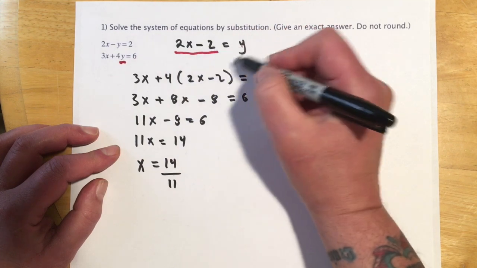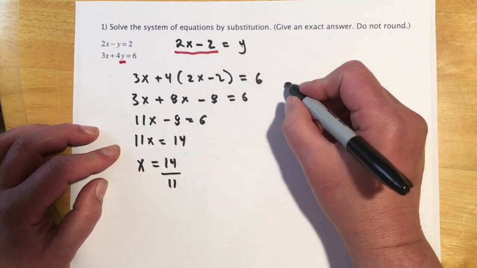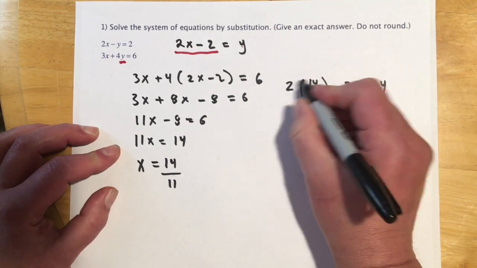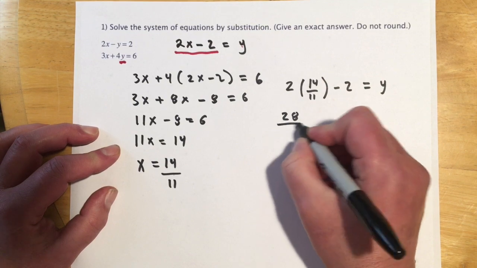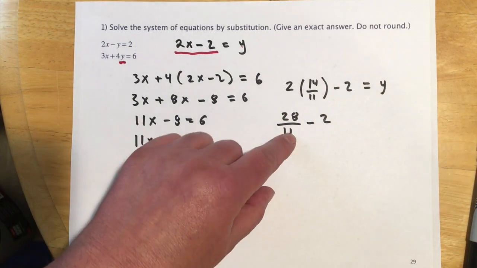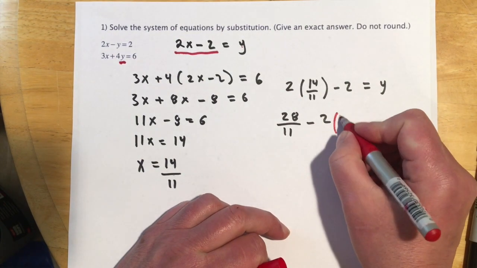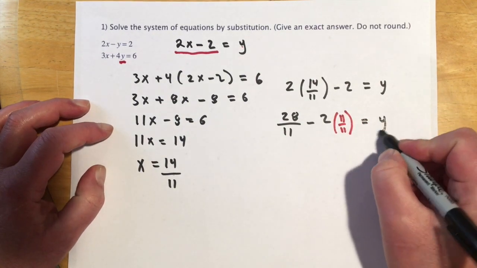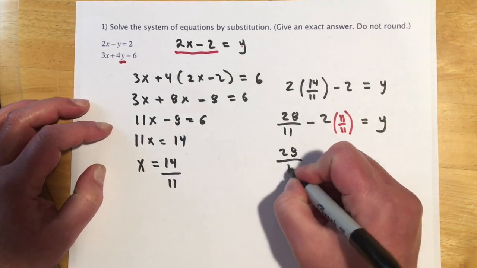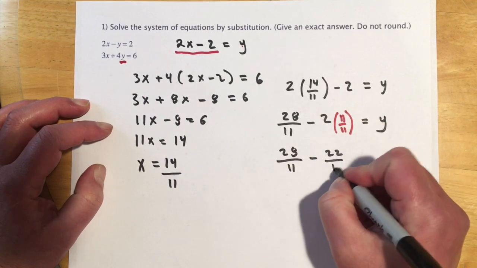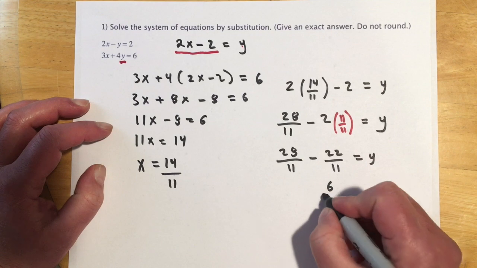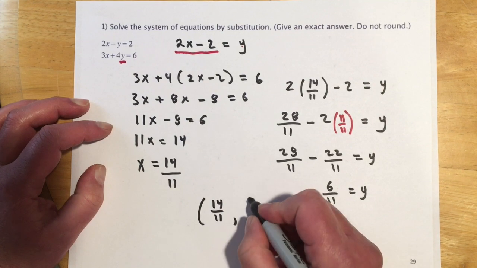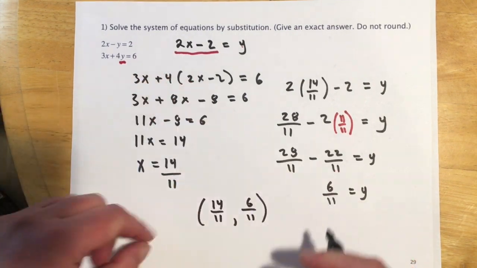And now plug this in here and then get y. So this is called back solving. So 2 times 14 elevenths minus 2 equals y. So 2 times 14, that would be 28 elevenths minus 2. And since this is elevenths, I'll do 11 over 11 right here, equals y. And then 28 over 11 minus 22 over 11 equals y, so that is 6 elevenths. So our solution set is 14 elevenths, comma, 6 elevenths. So that's the ordered pair where these two lines would cross.